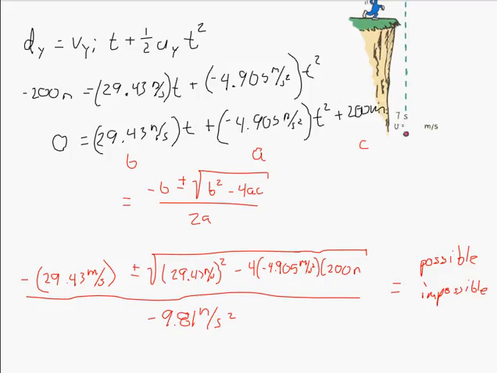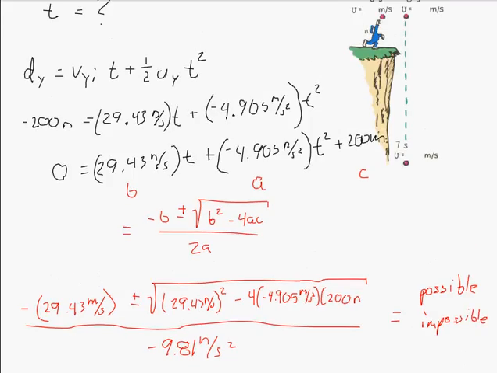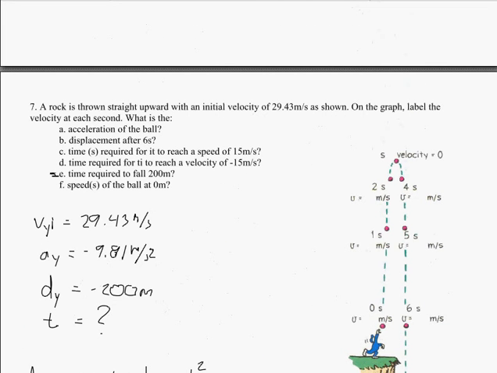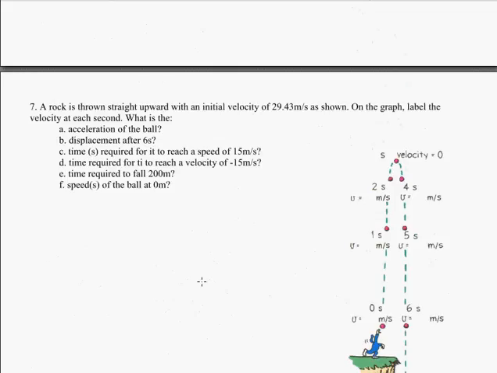Okay? Alright. Very cool. So let's go back now, and let's try to do F really fast. So F, find the speed of the ball at 0 meters. Okay, remember your VYI equals 29.43 meters per second. Remember, this ball is pulled back down by gravity, negative 9.81 meters per second squared. And this one says their speed at displacement equals 0.